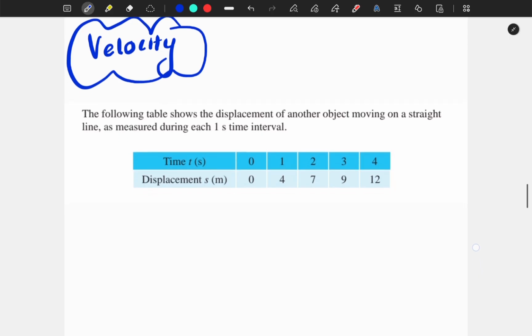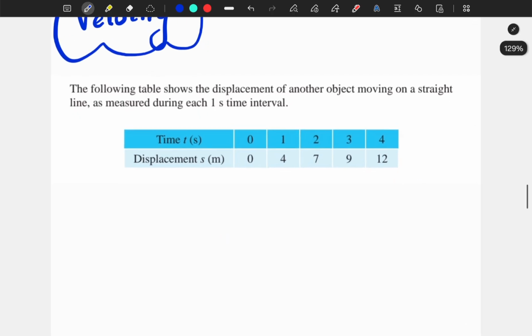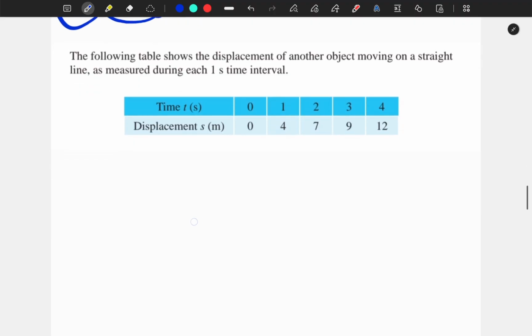We came to the velocity part now. This question is also taken from your textbook, right? So let's move ahead. Pause the video and find the velocity of this object at 3 seconds. Okay, at 3 seconds. Find and calculate it.